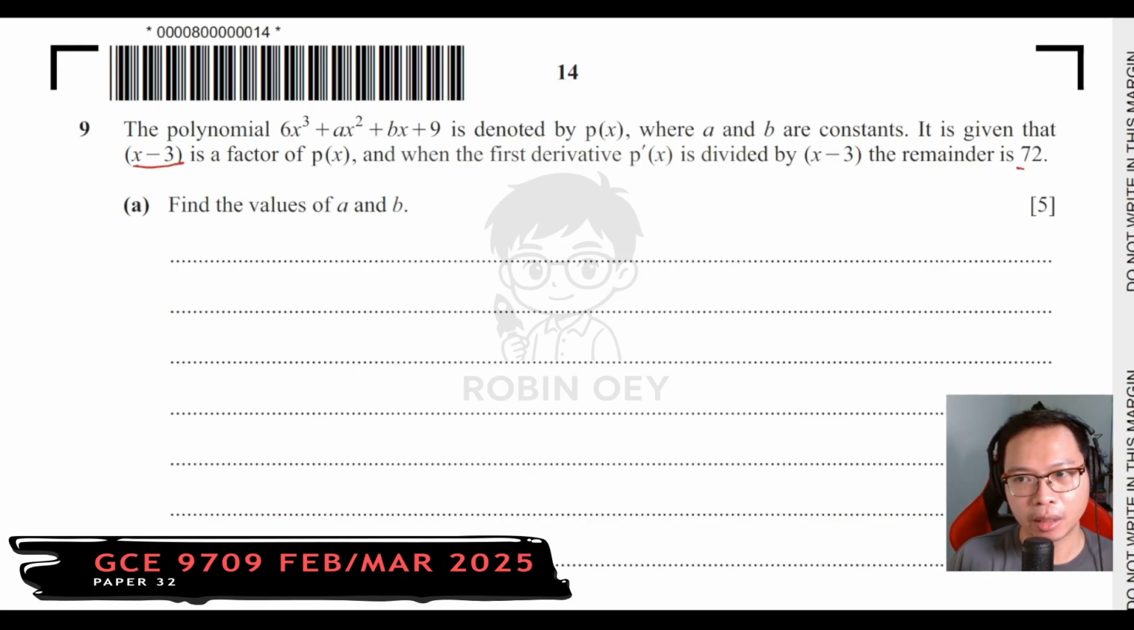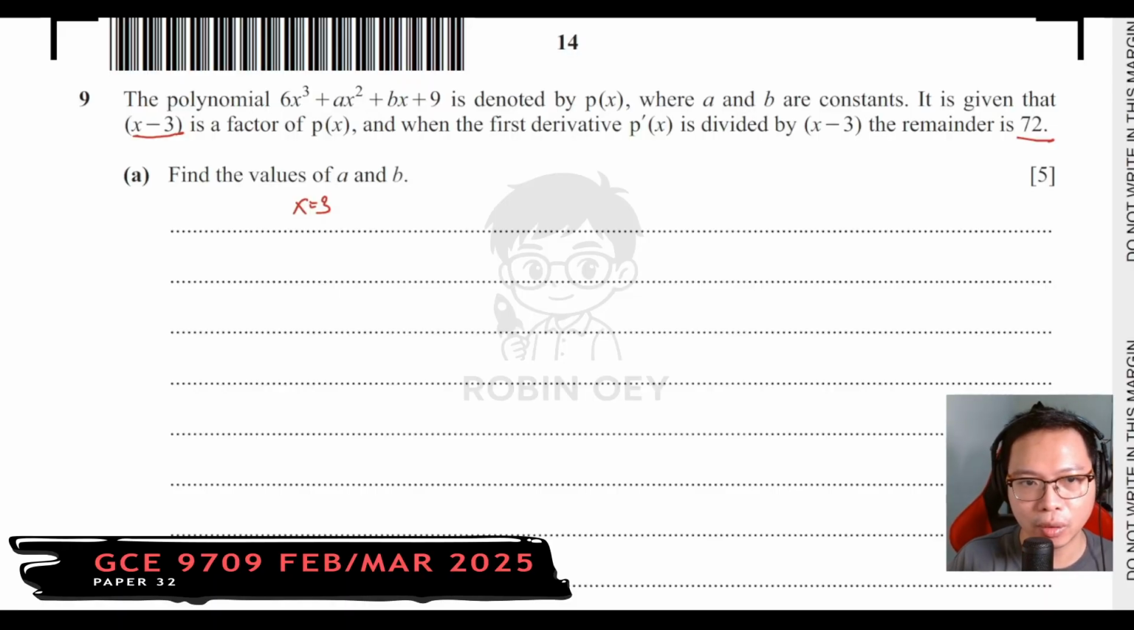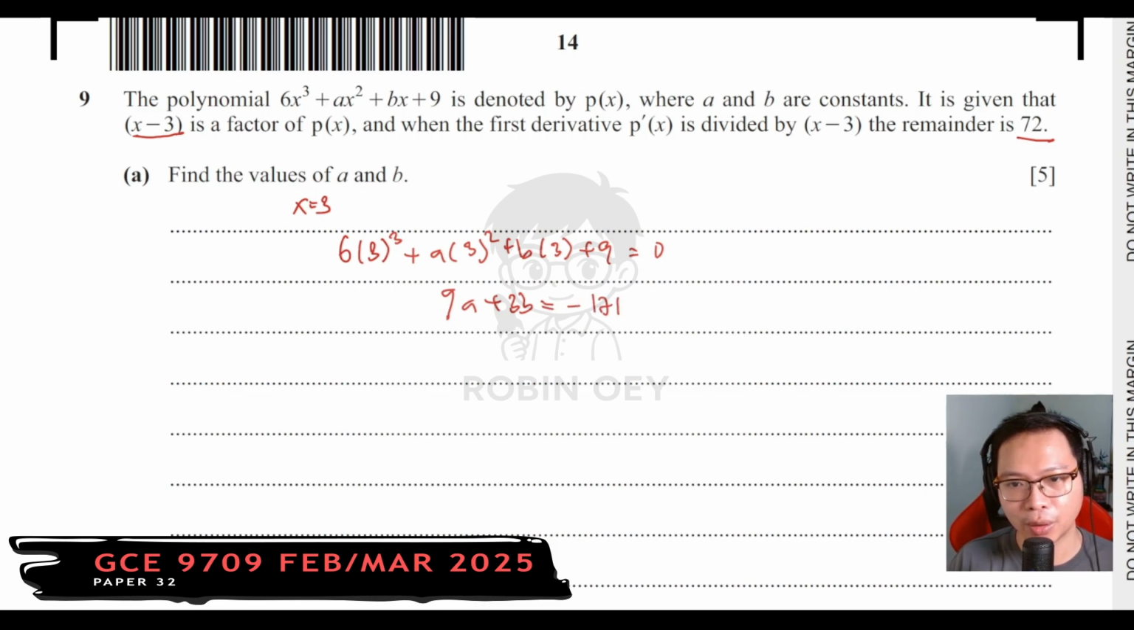And then we have a remainder for the derivative. So first of all, let's just input x equals 3. By right, this equation will give you 0 if it is a factor. So 6 times 3 cubed plus a times 3 squared plus b times 3 plus 9 equals 0. Okay, so this way we can get 9a plus 3b equals negative 171. So this is our first equation.